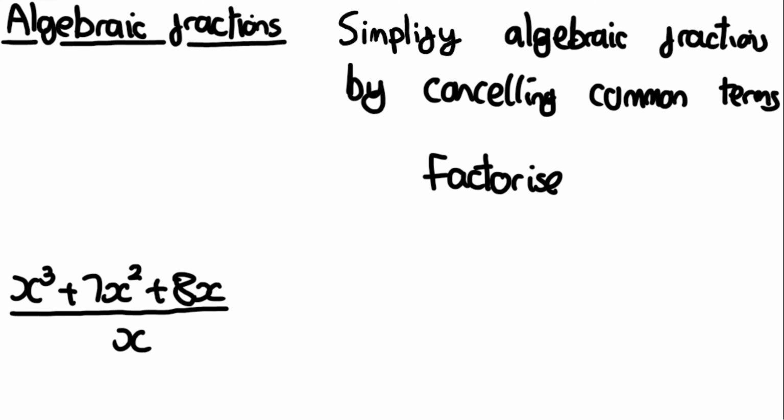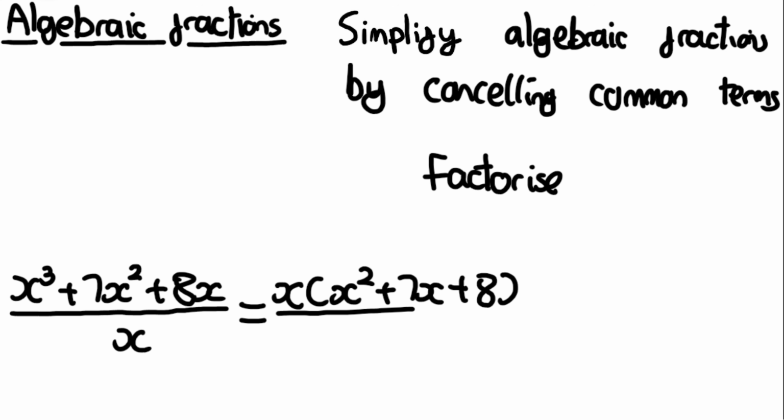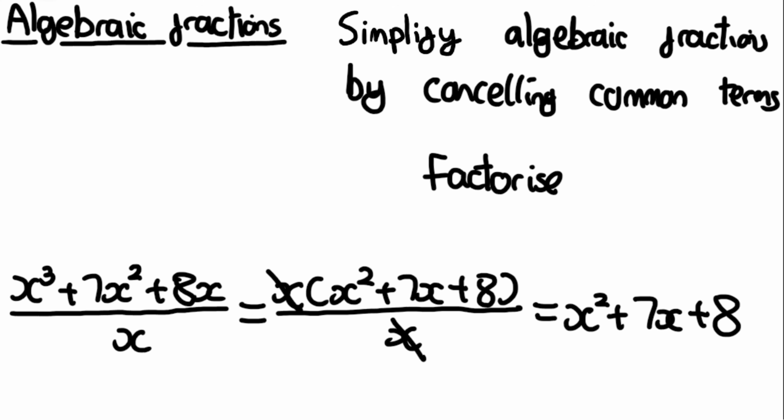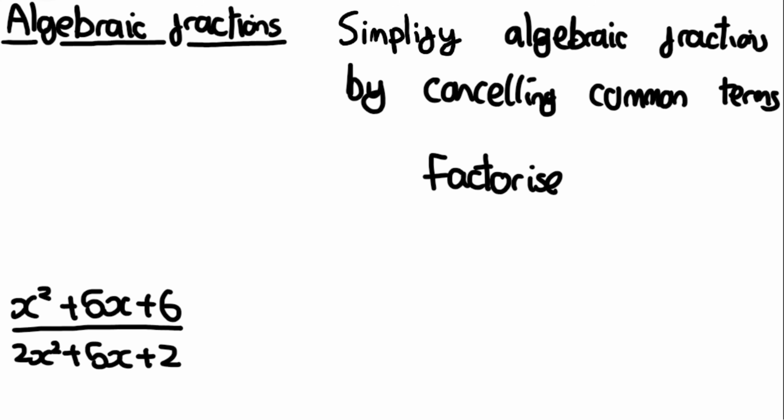Here's another algebraic fraction that we can simplify. We can factorise the numerator because x is common in all the terms, so we can take x out. So we can do x, take x out, and then it will be x squared plus 7x plus 8 over x again. Therefore we can cancel out x in both the numerator and the denominator, so we've cancelled the common terms, and we can just write this. The denominator will go, leaving x squared plus 7x plus 8, and therefore we've simplified the algebraic fraction to just this. So let's do one final example.